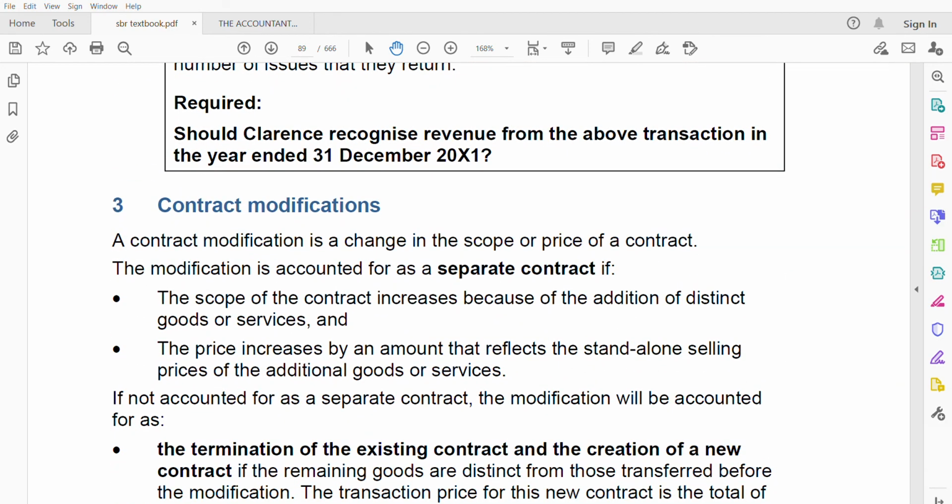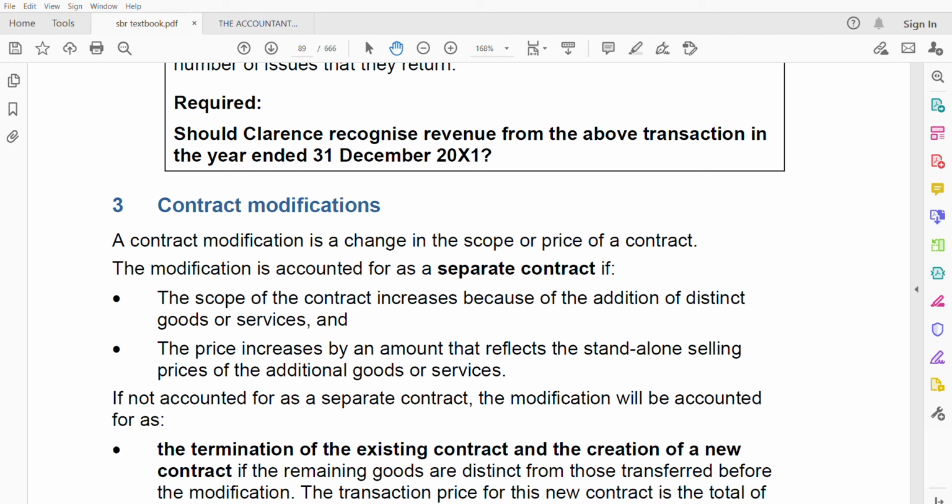Then we have contract modifications. From contract modification onwards, I will be covering it in part 2 of this video. So here in this video, let me summarize what I've discussed. I've discussed the 5 steps to recognize revenue, and we went in detail through the 5 steps. Starting from identify the contract, then identify the performance obligations, then determine the transaction price, then step 4 was allocate the transaction price to each separate performance obligation, and step 5 finally recognize the revenue over time or at a point in time.